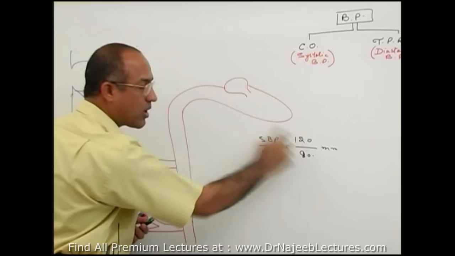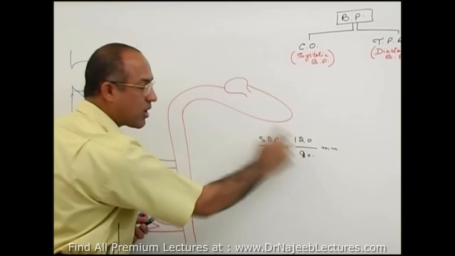Is that right? Now, so what is preload? Preload is the end diastolic volume of the blood which the left ventricle has just before contraction. Now, what is afterload? Afterload is the resistance against which the left ventricle will pump. Look, preload is the amount of blood it has just before contraction. So preload is the load on which the heart will work. Afterload is the resistance against which the stroke volume is pushed. Is that right? So what is the resistance against outflow? Total peripheral resistance.